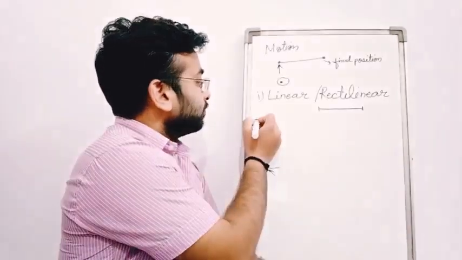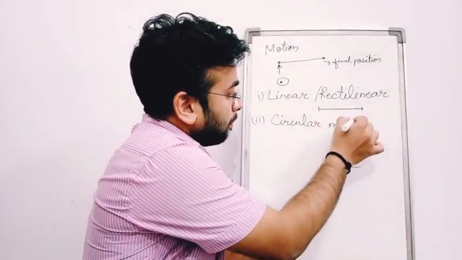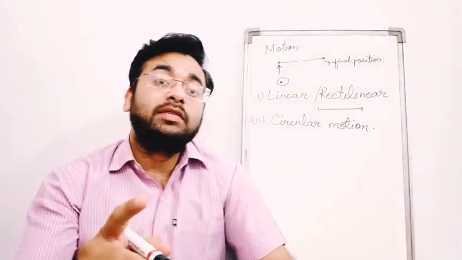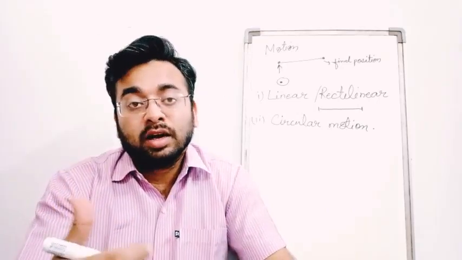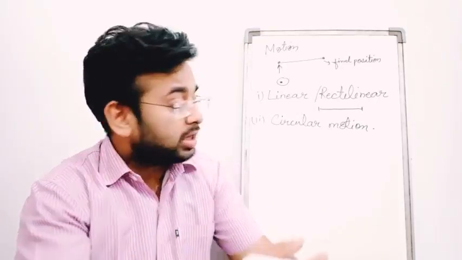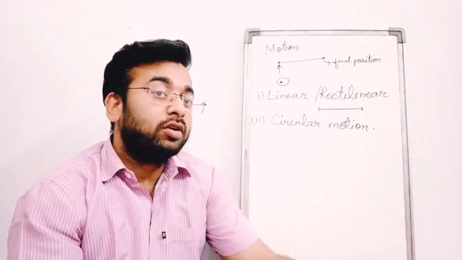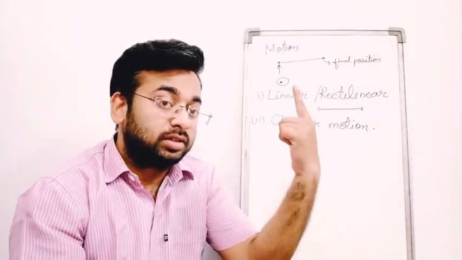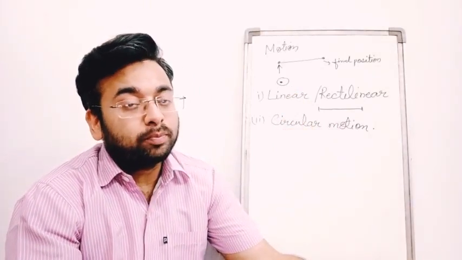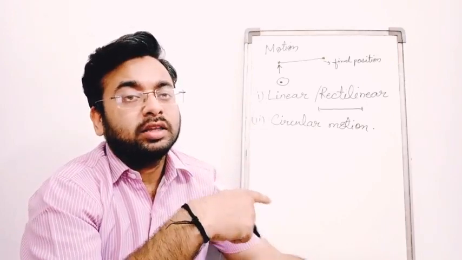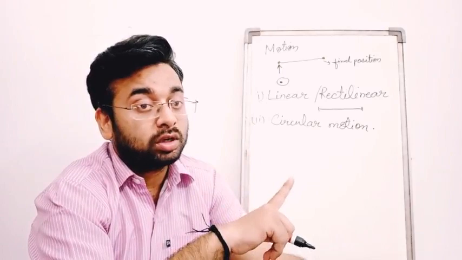Now next is circular motion, when an object travels in a circular path. So when an object travels in a circular path, it is termed as circular motion. For this, the example may be a fan, the same ceiling fan or the fan of a cooler. The blades of the fan travel on the path of a circle. So that's why the motion can be termed as circular motion.